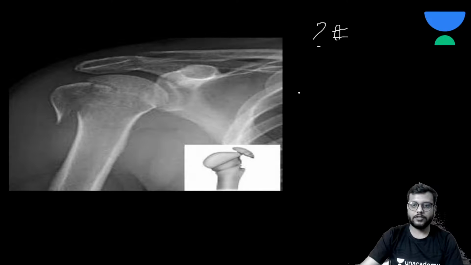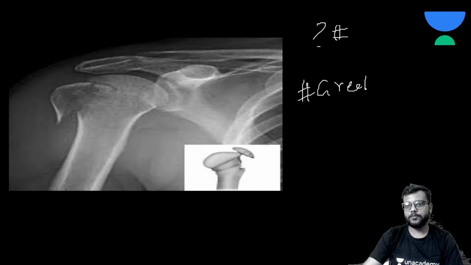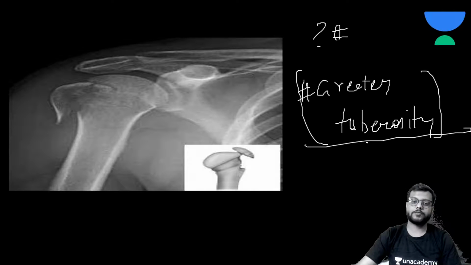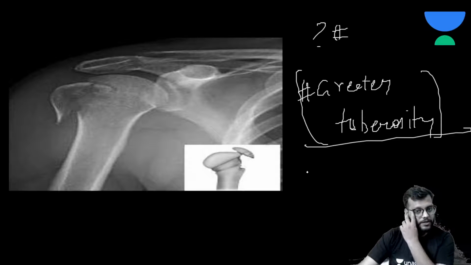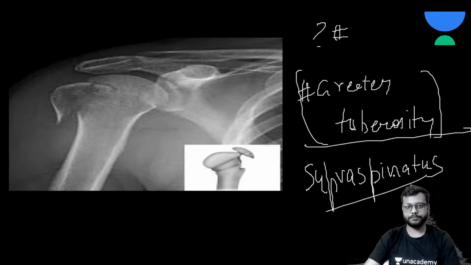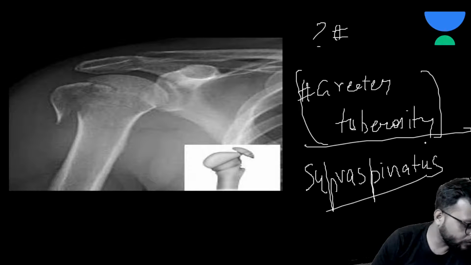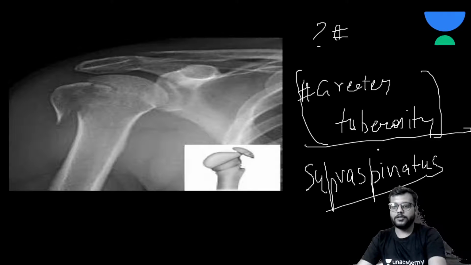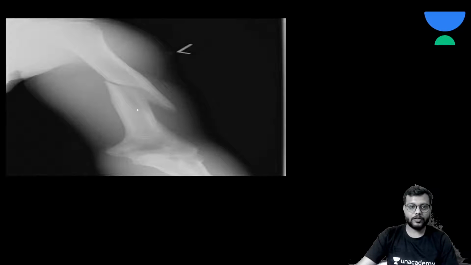Okay, now ये किसका fracture है? Which fracture? This is fracture of greater tuberosity of humerus, and generally it is displaced by the pull of which muscle? I have told you, it is displaced by the pull of supraspinatus muscle. Okay, it is displaced by the pull of supraspinatus muscle.